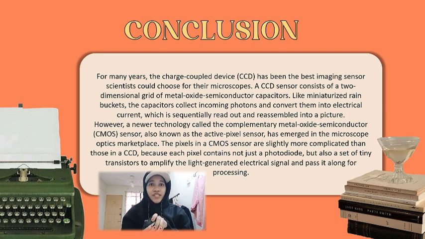However, a newer technology called the complementary metal oxide semiconductor, or CMOS sensor, also known as the active pixel sensor, has emerged in the microscope marketplace. The pixels in a CMOS sensor are slightly more complicated than those in a CCD, because each pixel contains not just a photodiode, but also a set of tiny transistors to amplify the light-generated electrical signal and pass it along for processing.